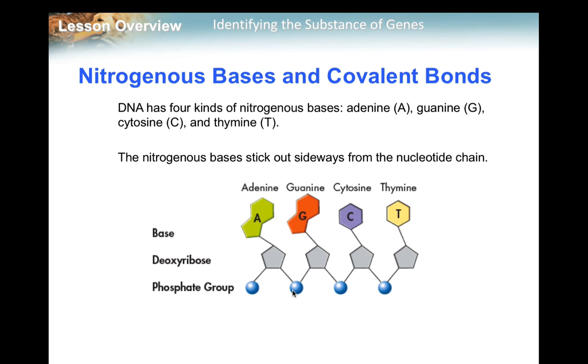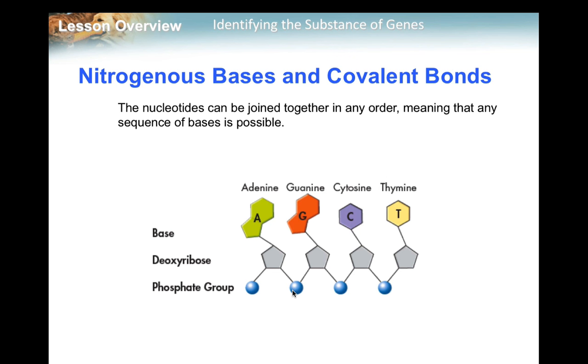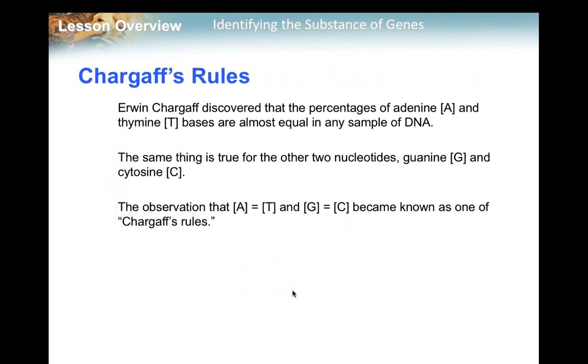These bases stick out sideways and form the nucleotide chain, and they're joined together in any order. So they can have any sequence. They can be 12 A's, one after the other, and then 12 T's, or 12 G's, or 12 C's. It doesn't matter. It can have any order. Those orders are going to be specific to a trait, though, afterwards.